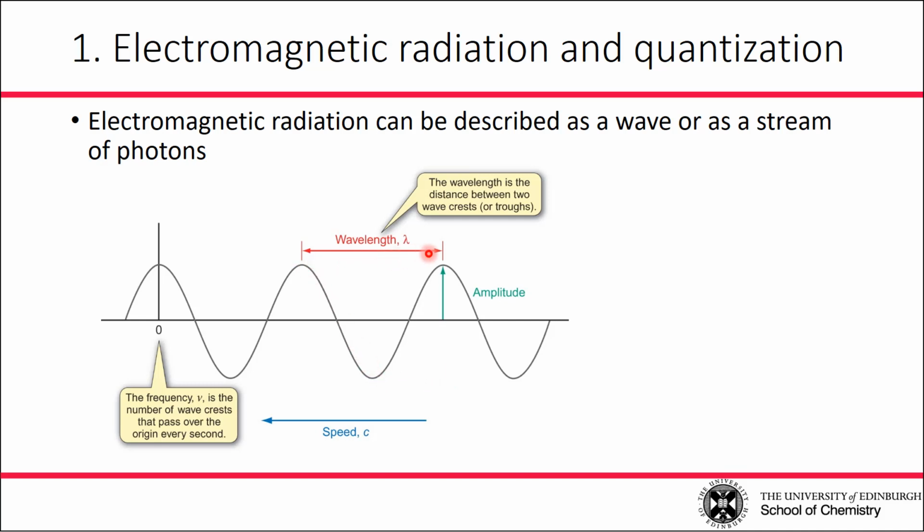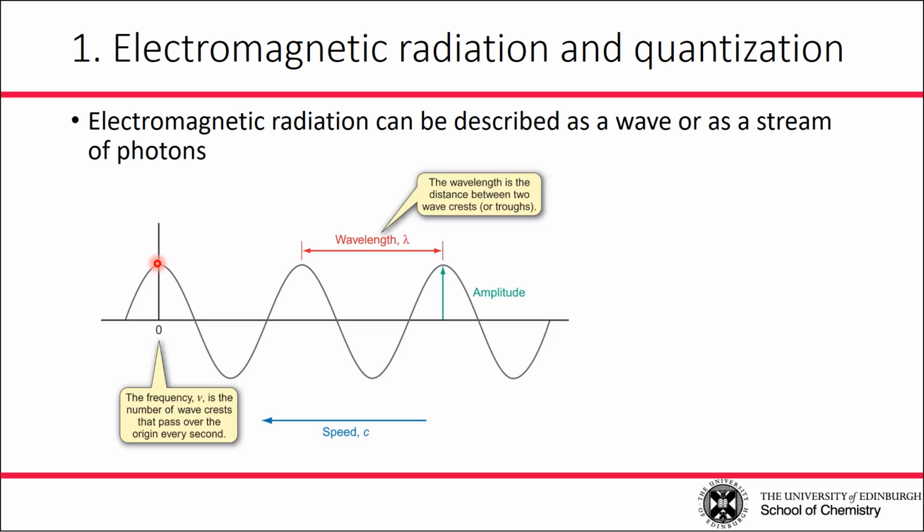Considering it as a wave, we can see that it can be defined as having a wavelength, lambda, given the Greek symbol for the letter L, and if it travels at a speed c, then we can determine the frequency of the wave by measuring how often the crest passes a particular point. Frequency is given the symbol nu, the Greek letter for n.